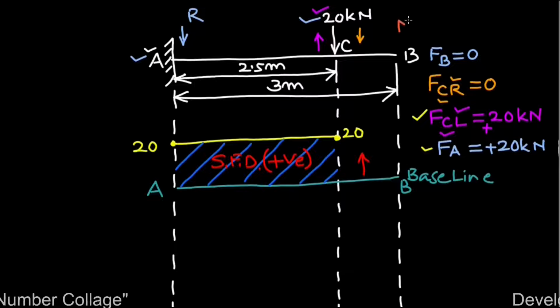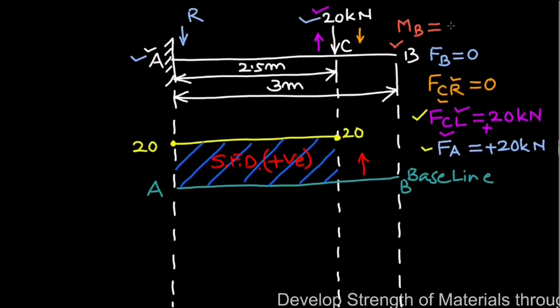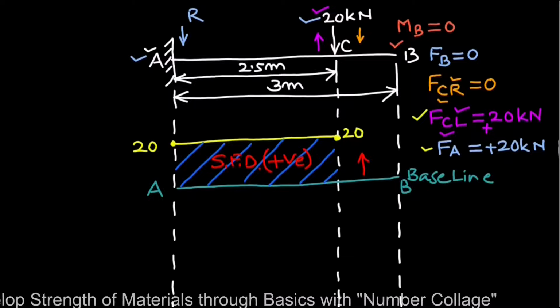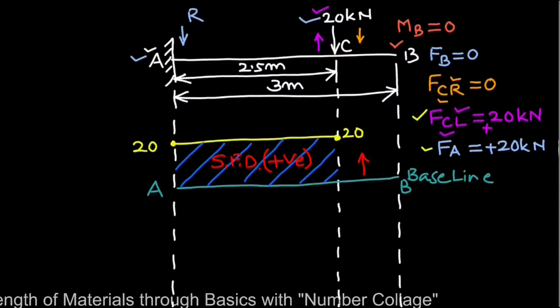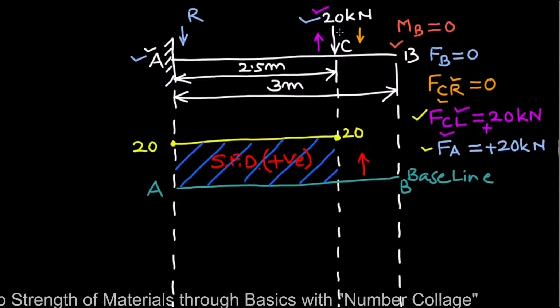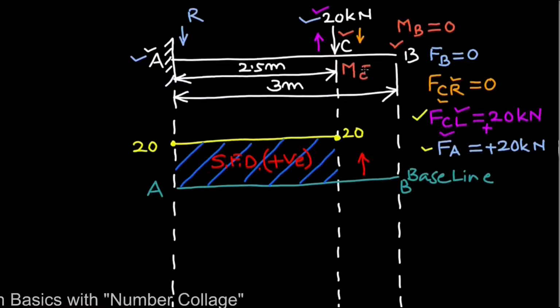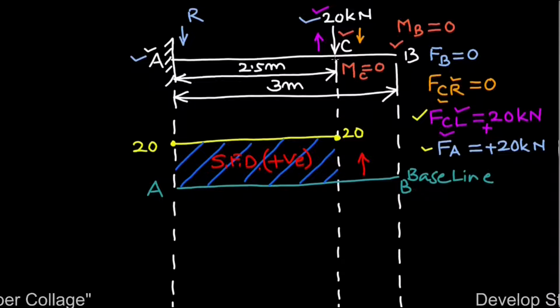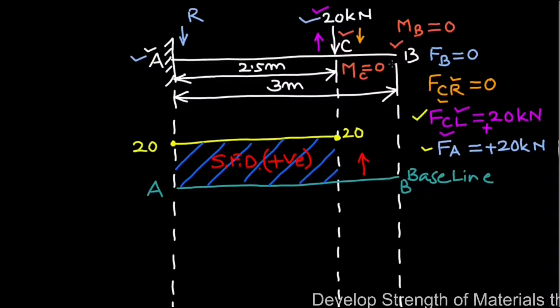Bending moment MB at point B will be 0 because it is the free end of the cantilever and there is no question of any bending. Bending moment at point C, MC, will also be equal to 0 because there is no load to the right of point C, so there is no question of any bending happening at point C.